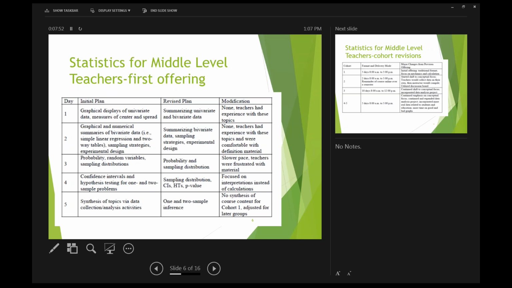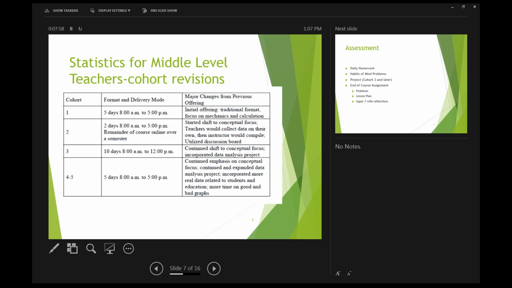As Kendra mentioned, this course has been taught a lot. This was our first offering for Cohort 1, which was in 2005. I think the next slide sort of gives what changes we saw across the different cohorts. So Cohort 1, we had them 5 days, from 8 to 5. It was a really traditional format. We focused a lot on mechanics and calculation. I think if any one of us had to go back and do this again, we would not do it at all the way we did the first time around.